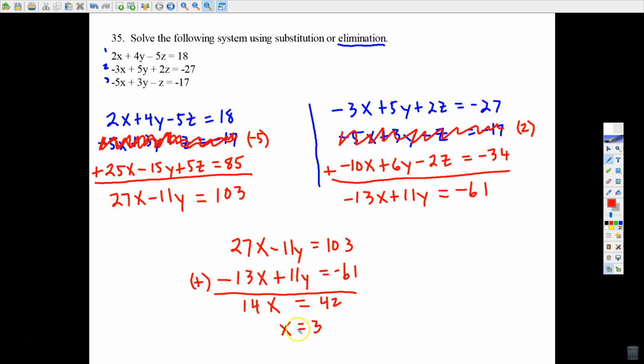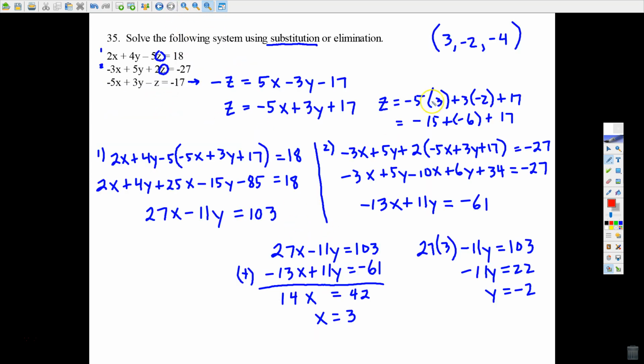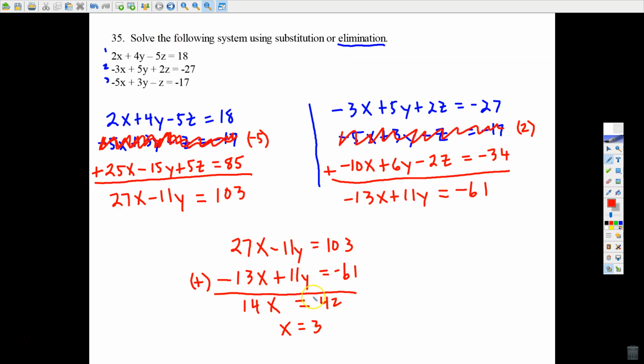And so now we go back just like we did before in the substitution method, and we replace x with 3 in either one of these to get y, and then just like we did in the previous example with substitution, we take our two values for x and y and plug in any of these three original equations to find z. So you already saw the final answer. We're going to get the same answer with elimination as we did with substitution.